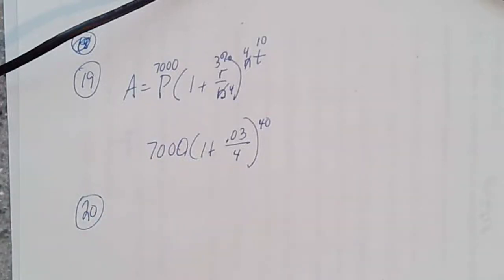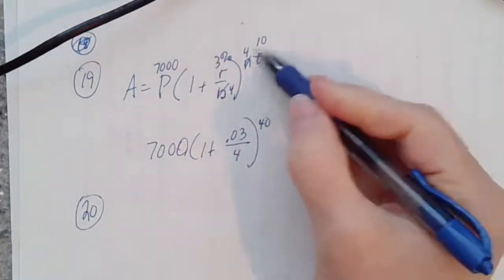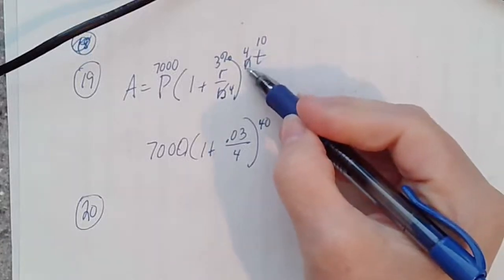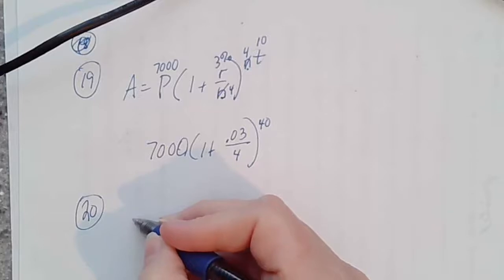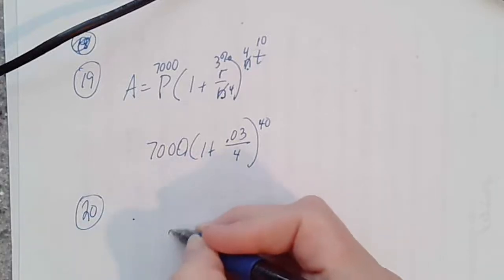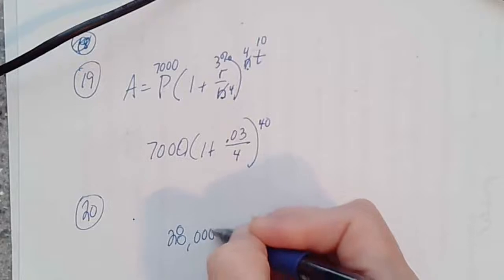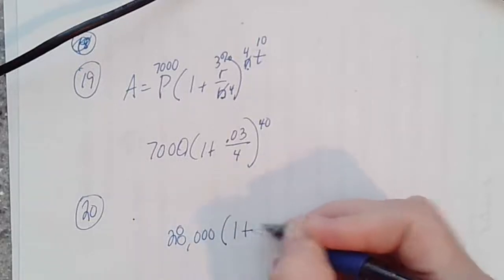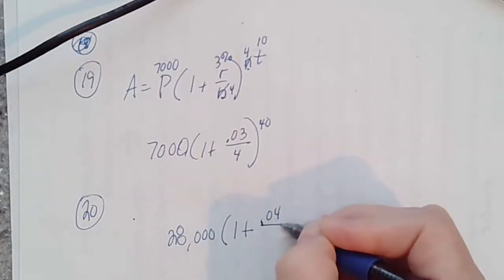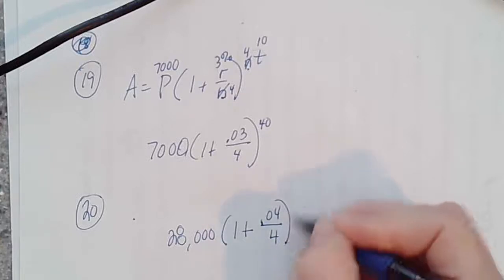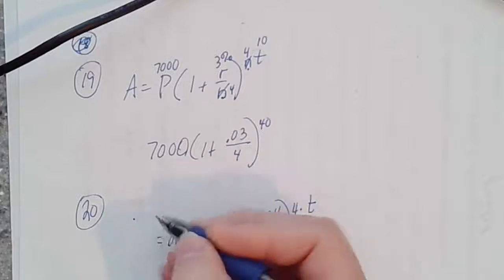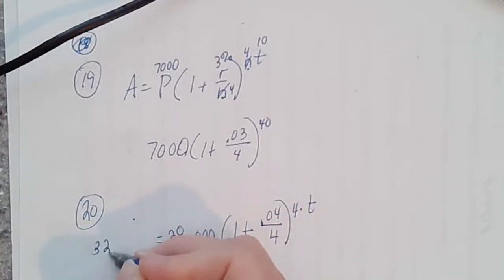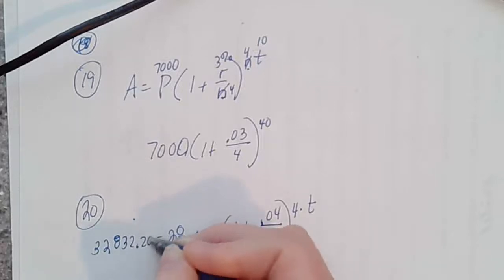So this problem says basically you're starting out with $28,000. That's your P value. It's at 4%. That's your r value. Compounded quarterly again, so that's 4. And we don't know t. We're going to solve for t, and we want our money to grow to $32,832.20 to be exact. So we're going to have to work backwards. This is going to be a little different for us to solve for the t value.